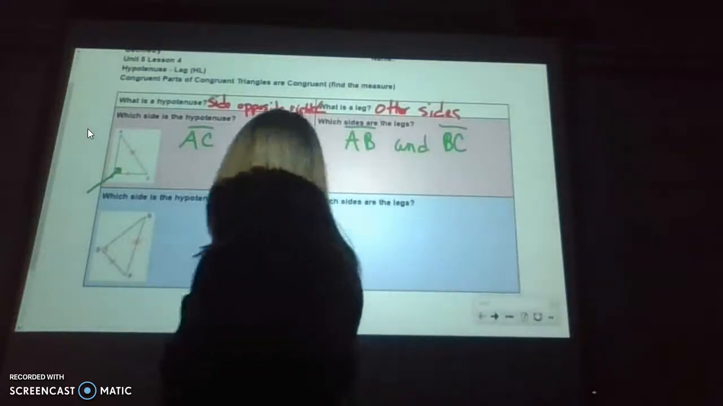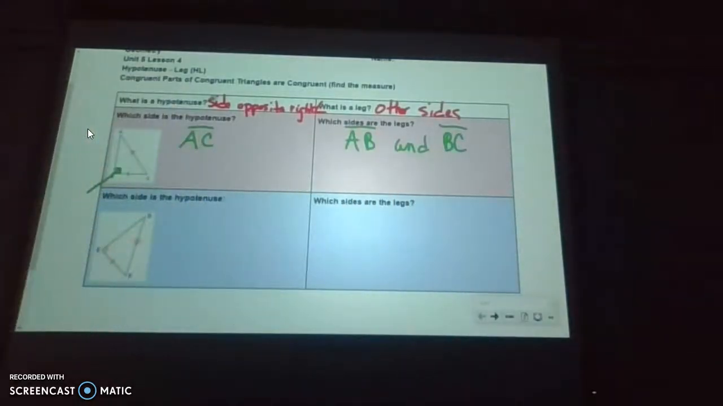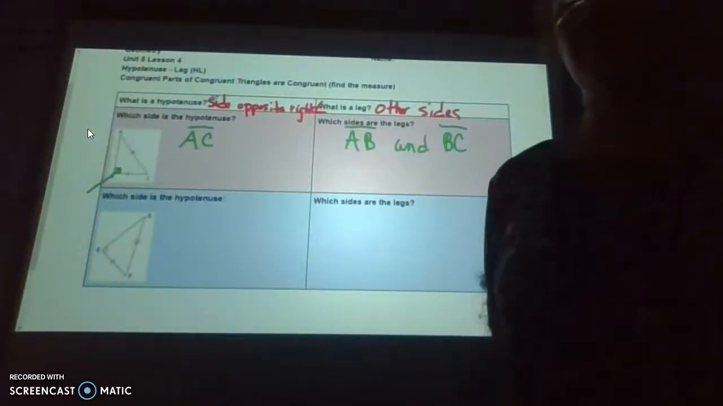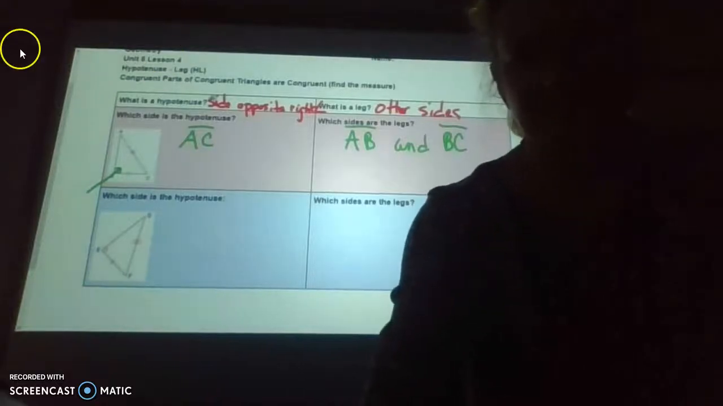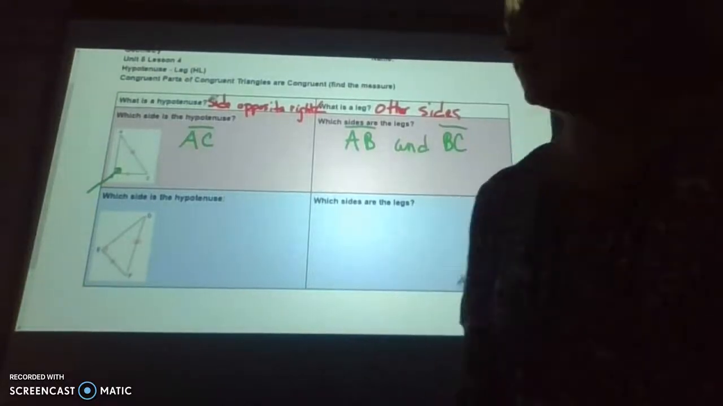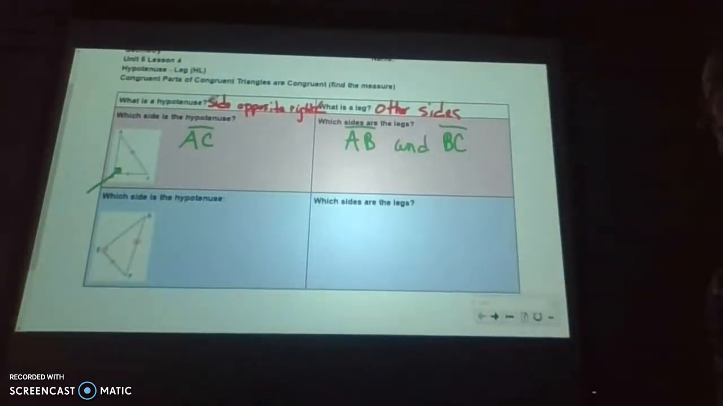So are we going to do this one in Edpuzzle? Yeah, let's do this one in Edpuzzle. I think we can try this. You guys ready? I think you are. Okay, go ahead. All right, so now we're going to move on to the next page.